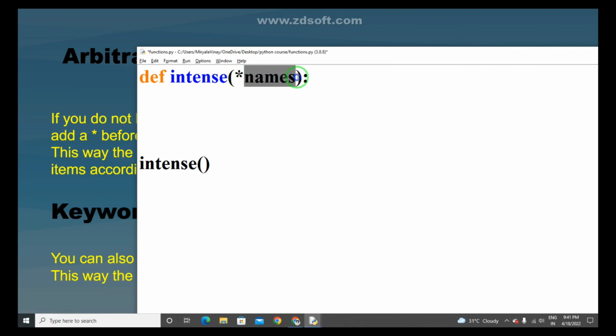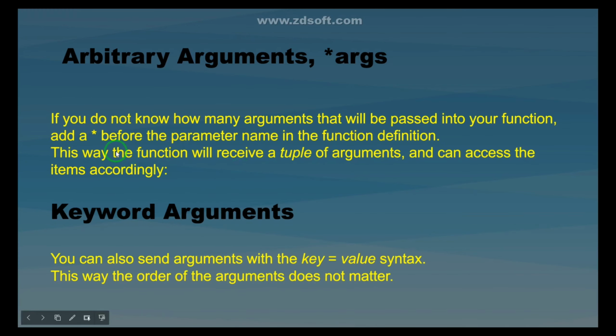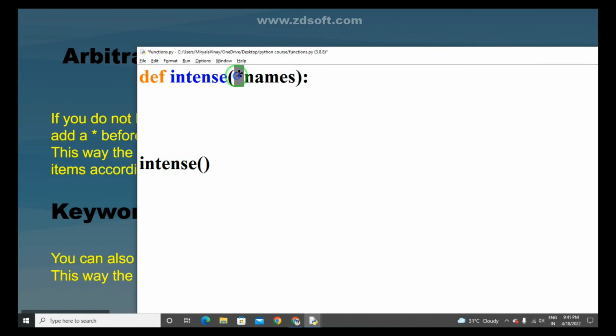So what is meant by names here, it will be taken as a tuple. As you can see, this way the function will receive a tuple of arguments and can access the items accordingly. So whenever you are using a single star, it will accept values as a tuple. What is the tuple name? Whatever you mention here will be taken as the tuple name. So if I mention names, the tuple name is names. If I mention something n, the tuple name is n. If I mention something called m only, it will take the tuple name as m. So what is the tuple name? m.